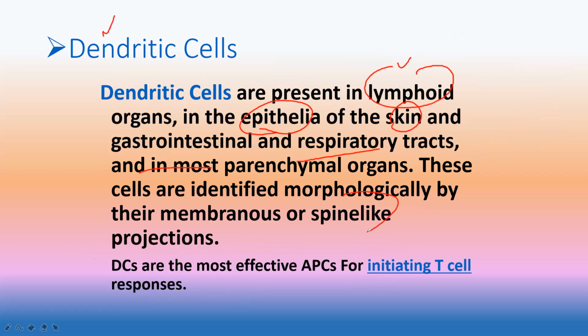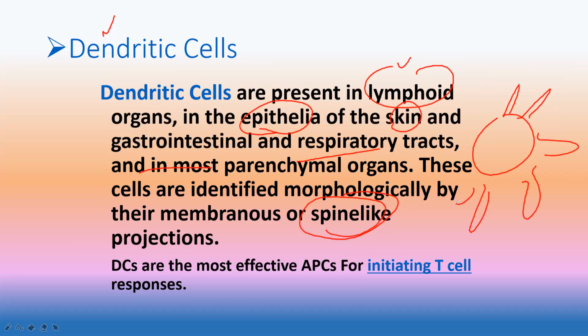Dendritic cells have spine-like, foot-like processes, like dendrites, okay? You can see here, this line is very important for the dendritic cell: it is the most effective antigen presenting cell to start the T cell response. Okay, the most effective. Now clear?